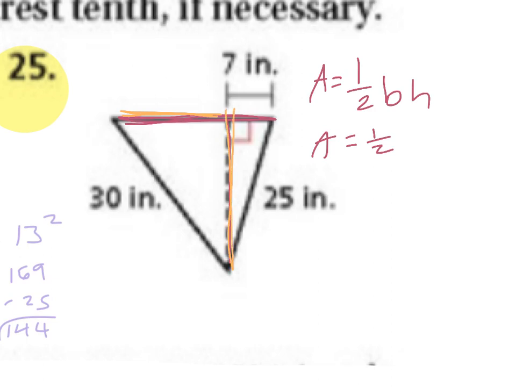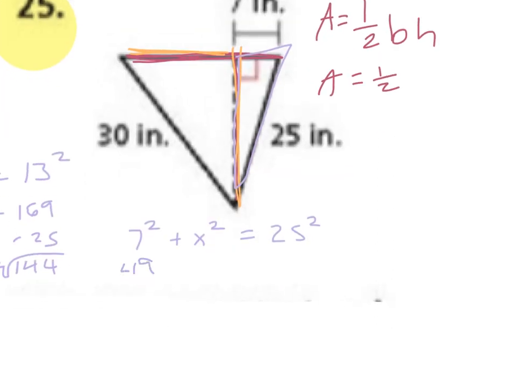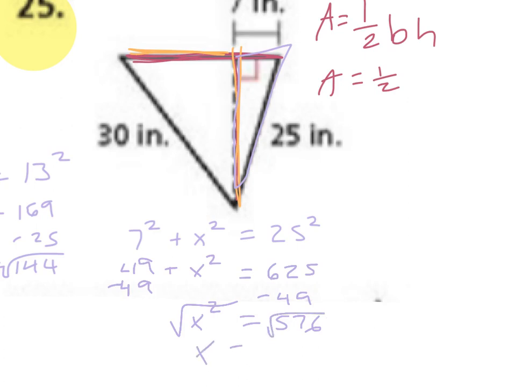Since we have a right triangle here, we can do the Pythagorean theorem to find the length of our height. So we have 7 squared plus x squared is equal to 25 squared. 7 squared is 49 plus x squared is equal to 625. We subtract 49 from both sides, and we get x squared is equal to 576. We take the square root, and x is equal to 24. So our height of our triangle is 24 inches.